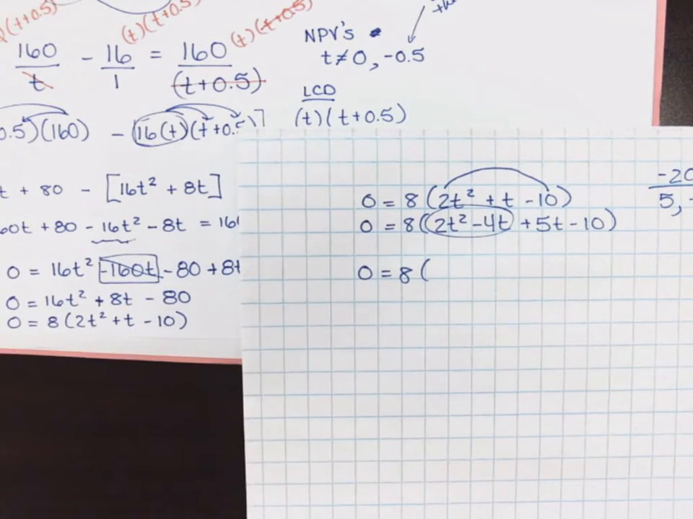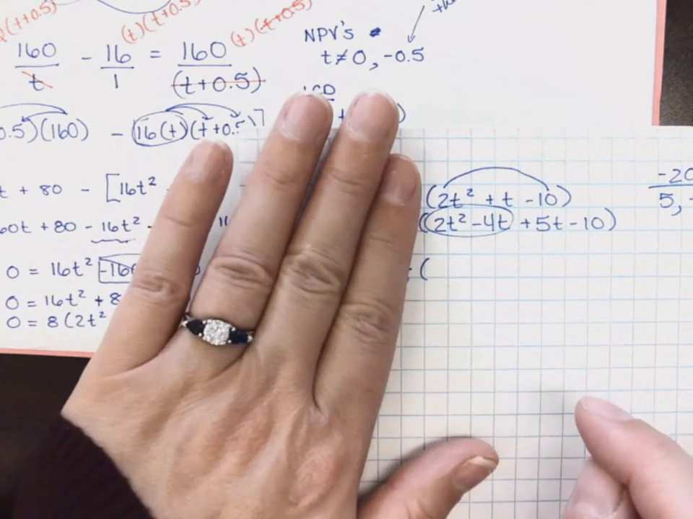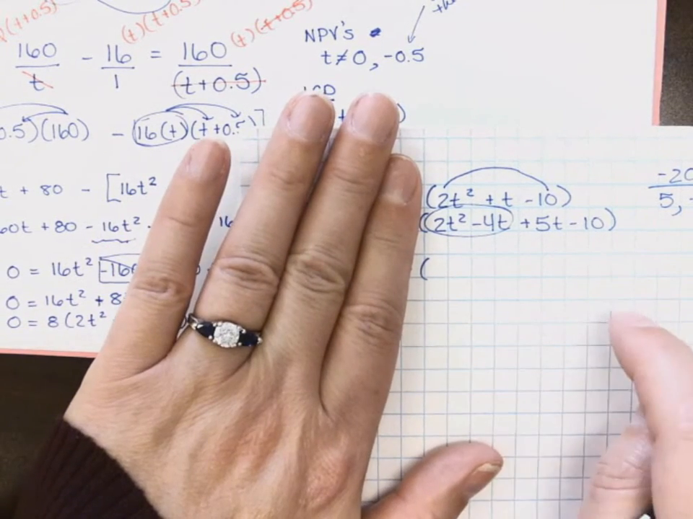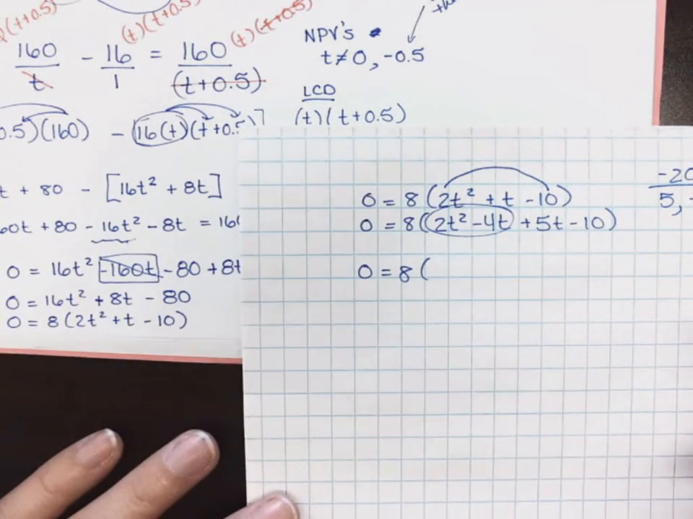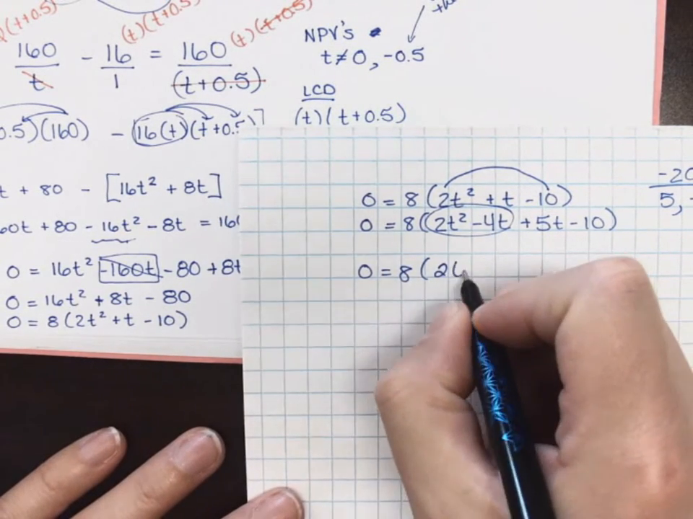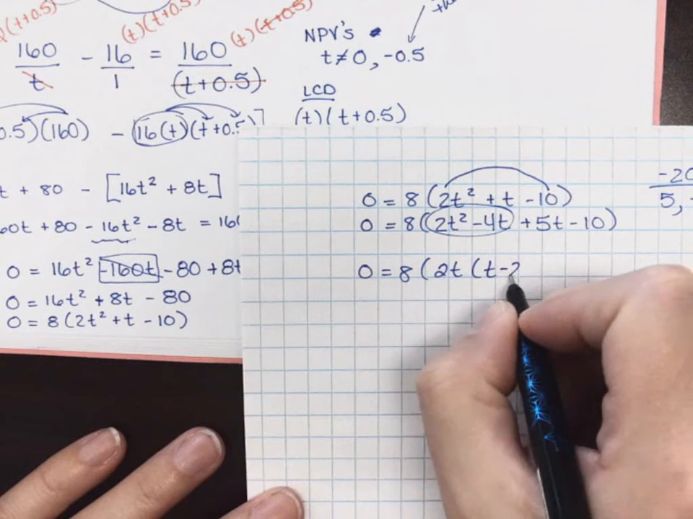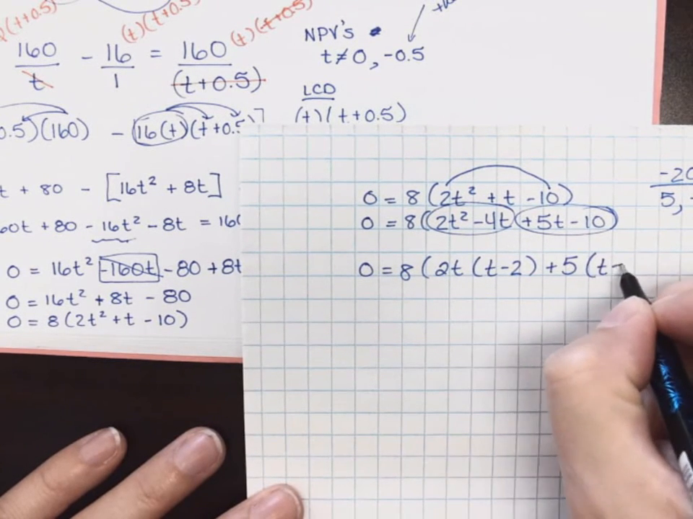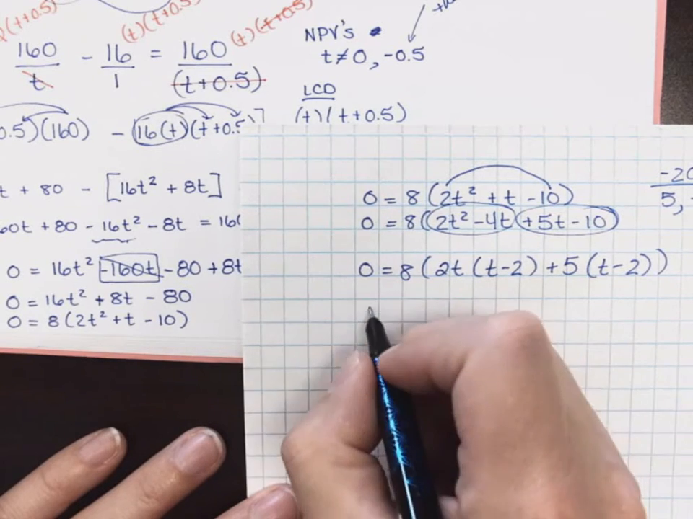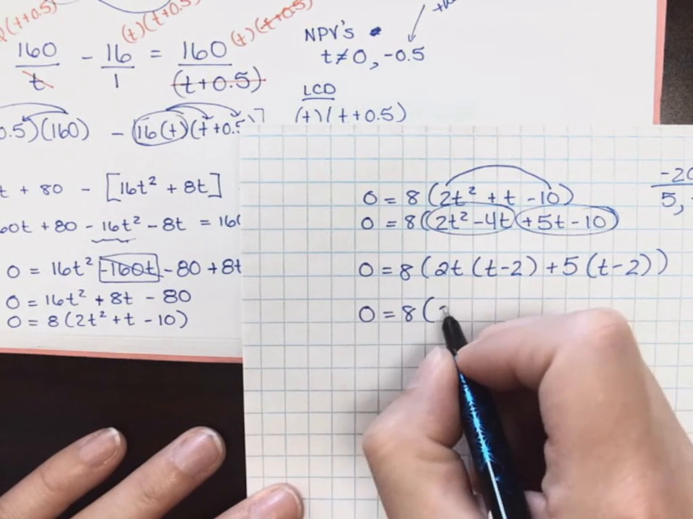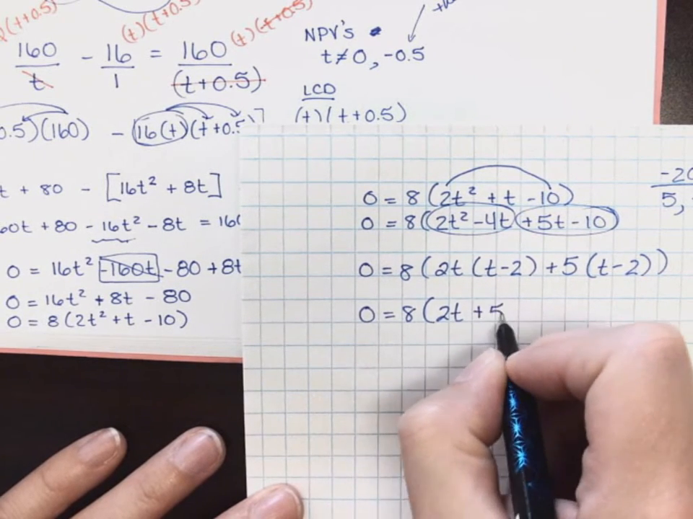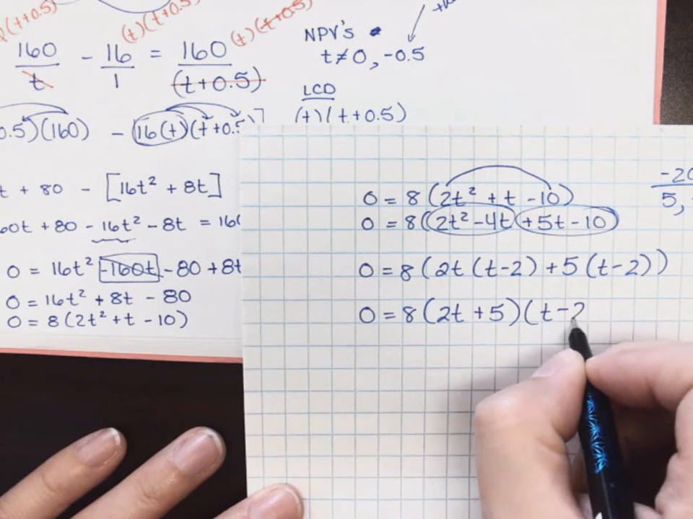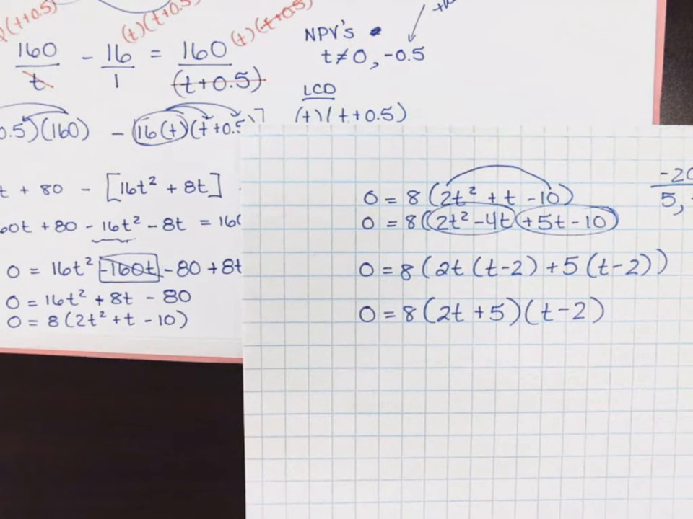Looking at those two, and if you're doing this on a scrap piece of paper, you can simply lose that and do the factoring. 2t, and then t minus 2. And then out of those two, I'm going to take a 5, so I'm going to get t minus 2. So I'm going to have 0 equals 8 times 2t plus 5 and t minus 2. Whew. All right, that's good. That's exciting.